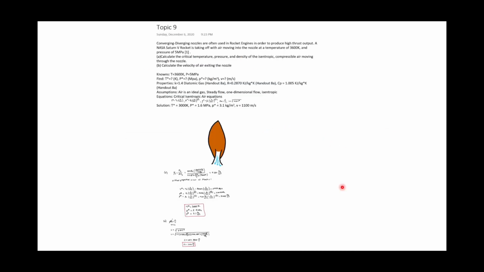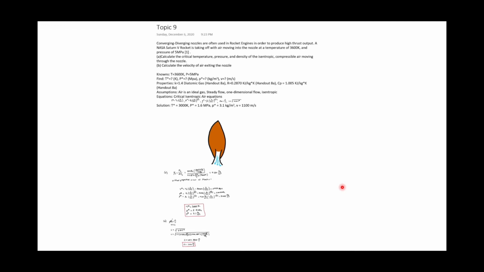Continuing on with topic 9, we are able to discuss converging-diverging nozzles. They are often used in rocket engines and to produce high thrust output. A NASA Saturn V rocket is taking off with air moving into the nozzle at a temperature of 3600 Kelvin and a pressure of 5 MPa.